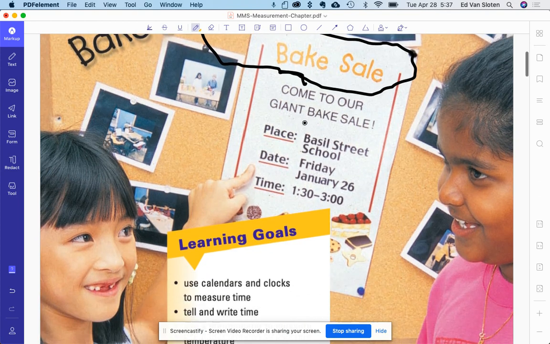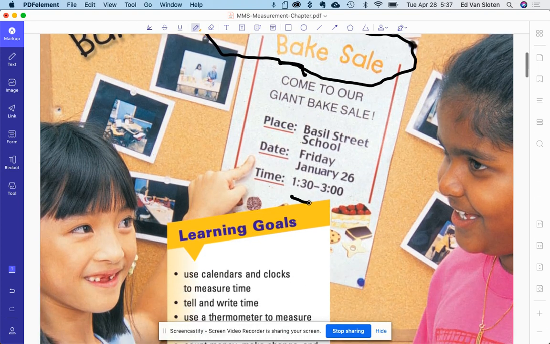You could measure the time here from 1:30 in the afternoon to 3 o'clock, and you just see how happy a bake sale makes these students. And it's always a good idea to put a mustache on students.